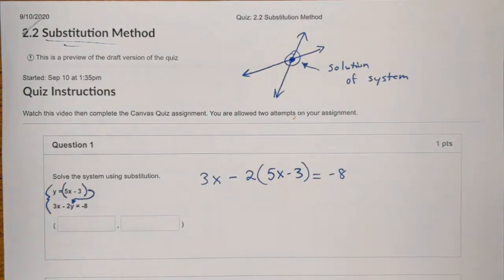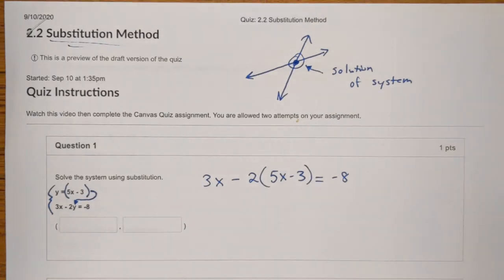Now, why are we allowed to do this? So this line right here literally says that 5x minus 3 is equal to y. That means the variable y and the expression 5x minus 3, they're interchangeable. They're equal to each other. So for that reason, you're allowed to take this y away and replace it or substitute it with its equivalent, 5x minus 3.